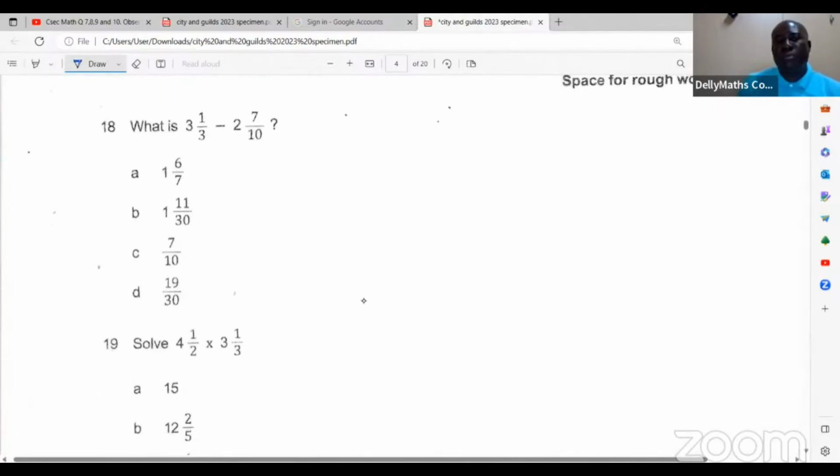All right. So let me do another style. You could convert your mixed numbers to improper fractions as well. So 3 3s 9 and 1, 10. So this is 10 over 3. 2 10s 20 plus 7 is 27 over 10. Could do it this way as well.